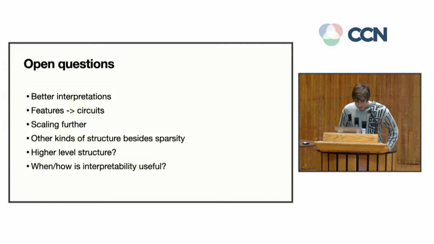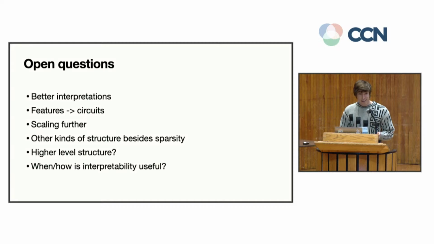Okay, so I'll end by gesturing at some of the open questions in this field. One is we need to be able to more precisely interpret what these features represent. As I said, we're not quite there yet. We also need to go from this understanding we have of model representations into an understanding of its computations. So how are these features wired up together into circuits? Lots of people are working on that.